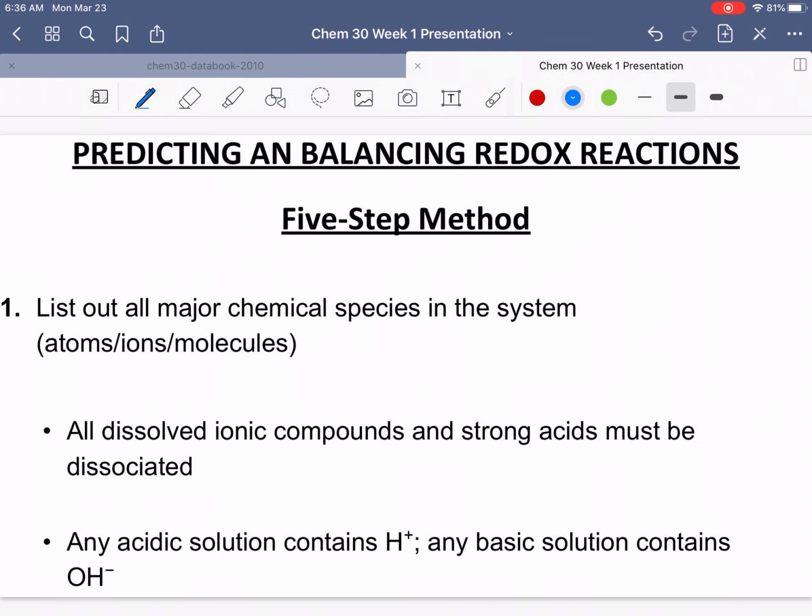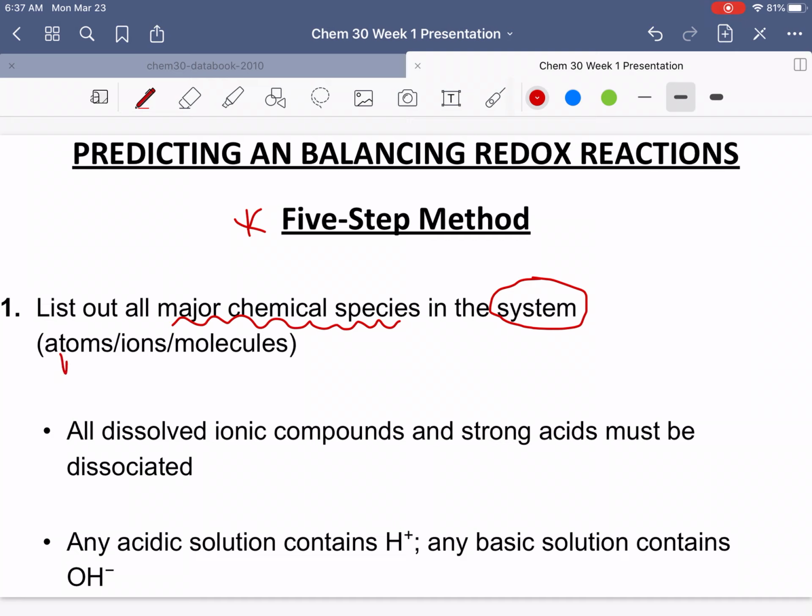All right, so first things first, we're going to go through what's called a 5-step method for balancing these, and we'll do some practice with them, of course, too. Now, this 5-step method starts by listing out all the major chemicals in a system. And when I say a system, essentially I'm talking about the question that you're going to get. Something's going to be described of what's happening, and you have to make a list of everything that's there.